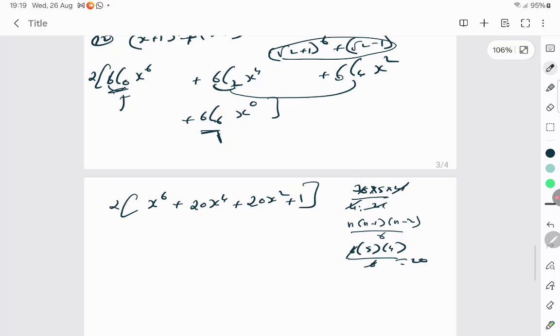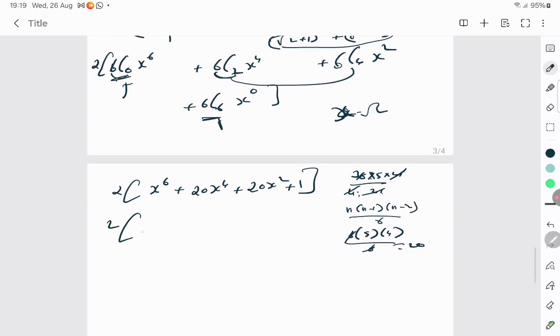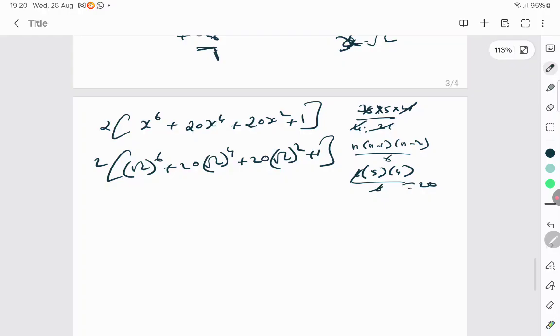Hence solve means, you know, x is root 2 and a is 1. In this question, it's x is x only. So x is root 2 and a is 1 only. Based on that only we solved it. So wherever x is, root 2 the whole to the power 6 plus 20 into root 2 the whole to the power 4 plus 20 into root 2 the whole square plus 1. Just solve it, you get the answer.